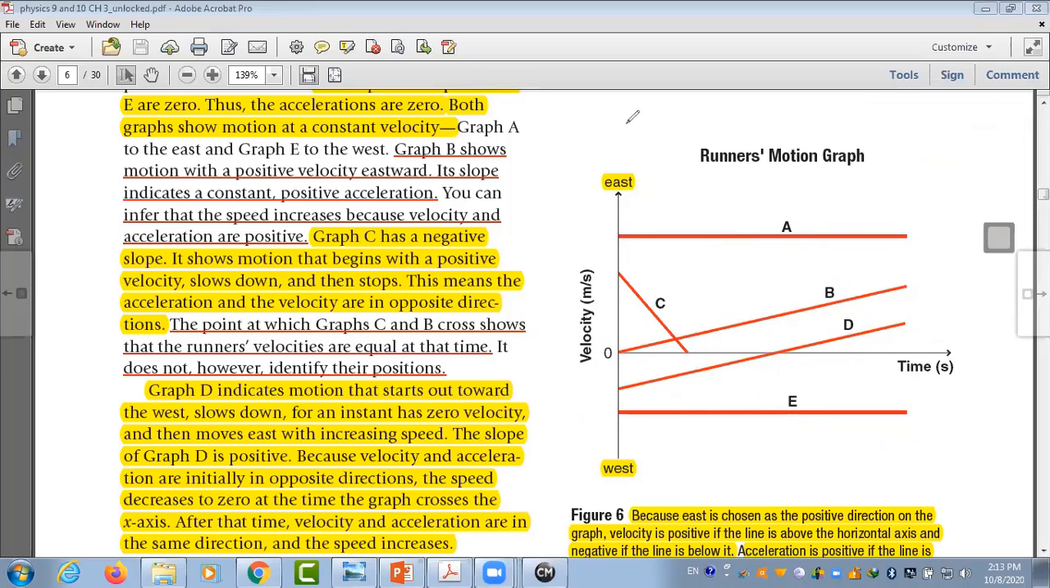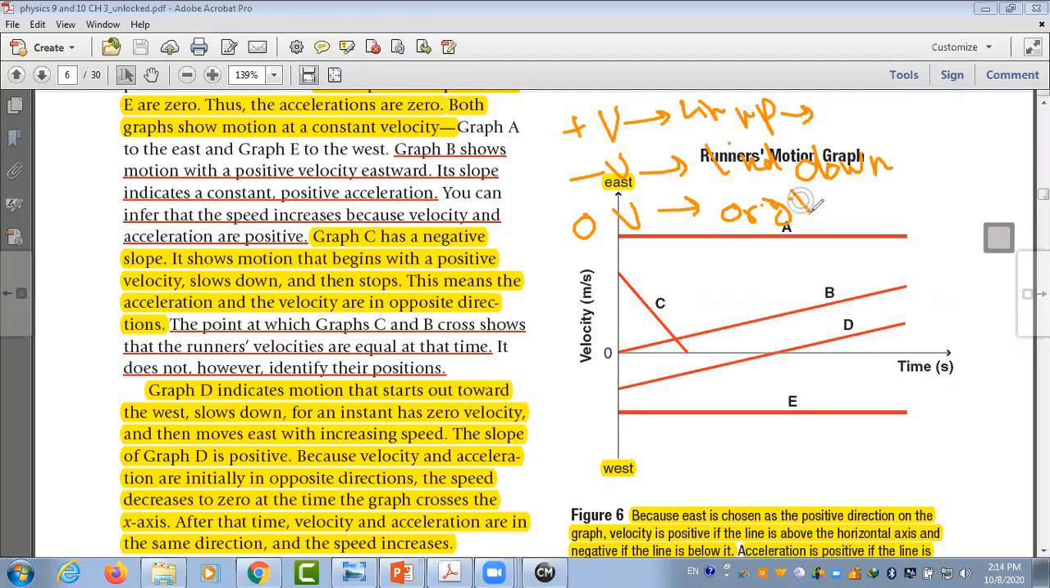Look, for velocity, we have positive velocity when the line is up. We have negative velocity if the line is down. We have 0 velocity if the line is at the origin, like this point, the intersection, or this point. It stops here. Here it starts to move, so the initial velocity is 0.